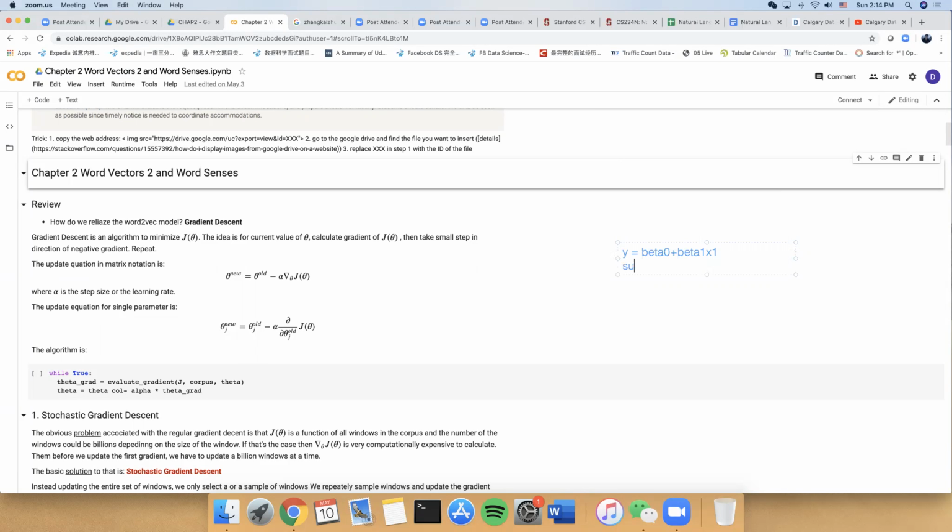Suppose we have 100,000 samples. That's the sample size we have. When we do gradient descent, suppose we are doing gradient descent for beta 1. Beta 1 new equals, using the same formula we had right here, beta 1 old minus the learning rate alpha times the first order derivative.